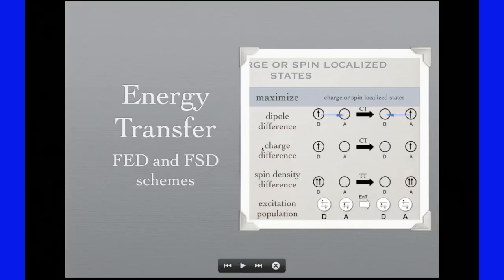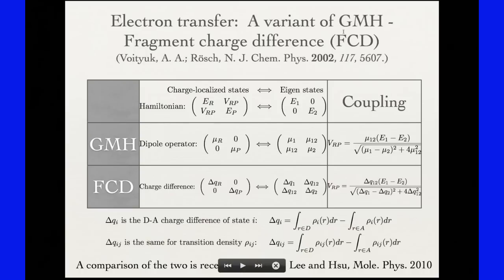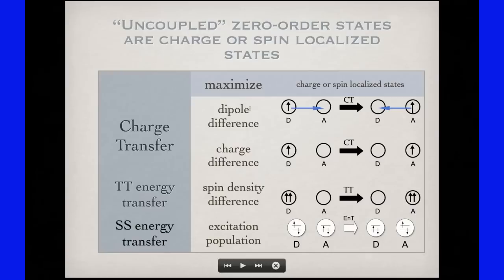Now we have a third class of method I want to introduce to you. Again, we use some specialized operators, one for singlet and the other developed for triplet. So again, let's go back to GMH and FCD. GMH uses a dipole operator, FCD uses a charge difference operator. Both are used to define your charge localized state so that you can obtain the off-diagonal measurement, right?